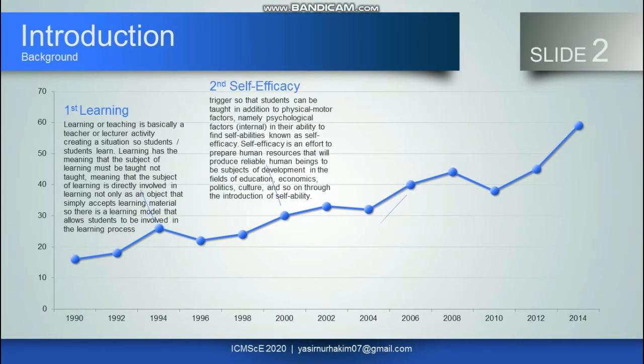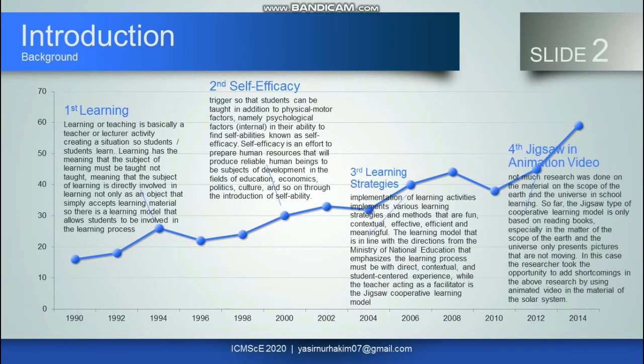1. Related to learning. Learning or teaching is basically a teacher or lecturer activity creating a situation so students learn. Learning means that the subject of learning is directly involved in learning, not only an object that simply accepts learning material. So there is a learning model that allows students to be involved in the learning process.